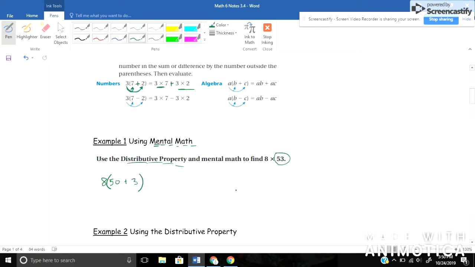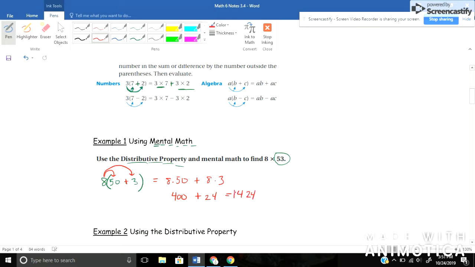Then I'm going to distribute. I would encourage you to use arrows. That's really helpful to me. I get 8 times 50 plus 8 times 3 as well. Okay, and that's a lot easier for me to do using mental math, right? 8 times 5 is 40, plus the 0 will give me 400, plus 8 times 3 is 24. Add those together for a total of 424.